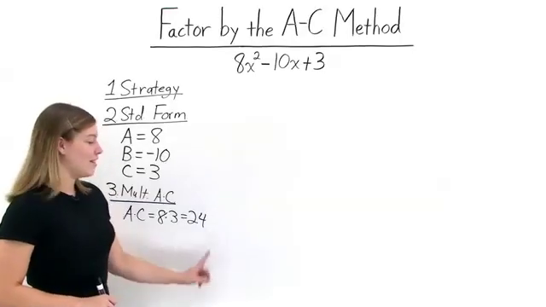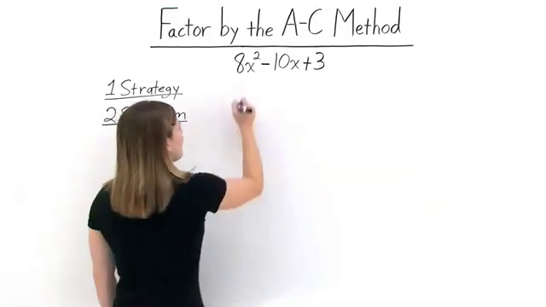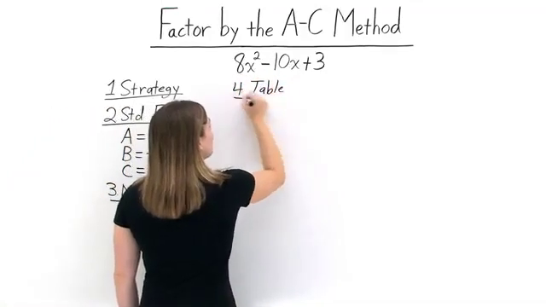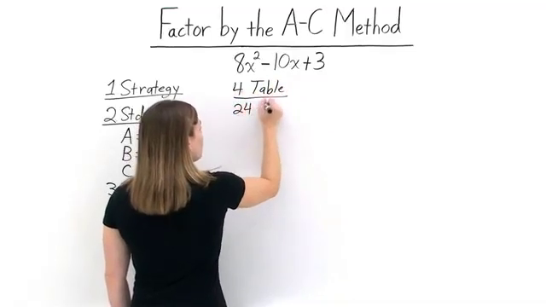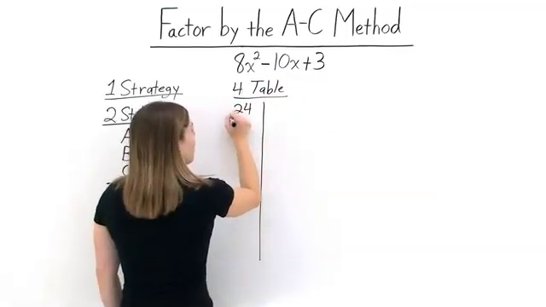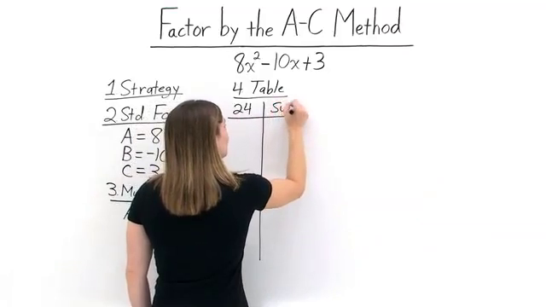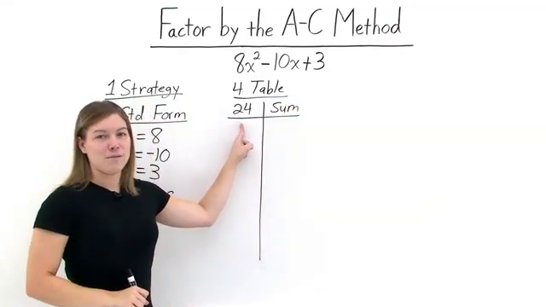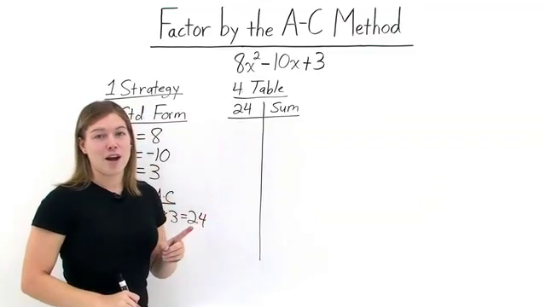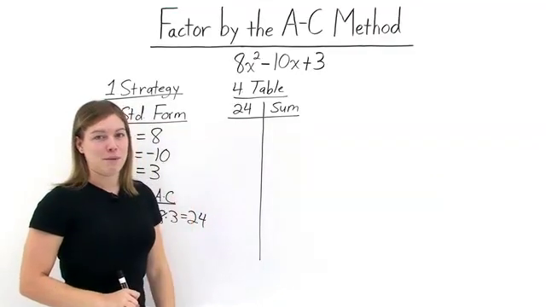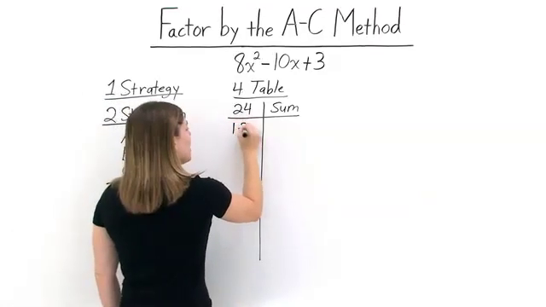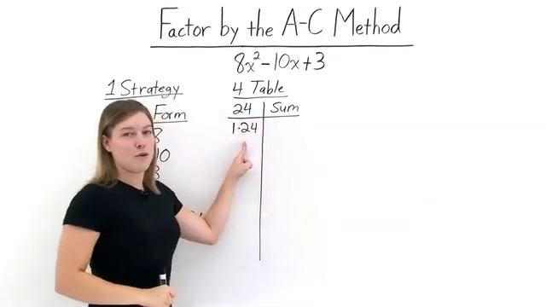Now that we found the product of a and c, let's find all of its factors. So in step number 4, we're going to create a table that has all the factors of 24. Then we're also going to find the sum of those factors. First, let's find the factors of 24. Take 24 divided by 1, then move up one step at a time. So 24 divided by 1 is 24, and we get the factors 1 and 24.